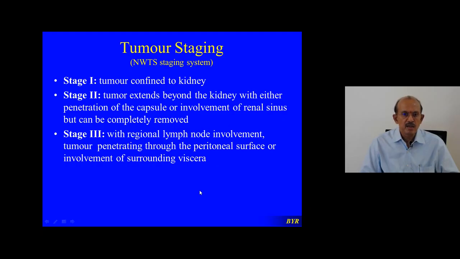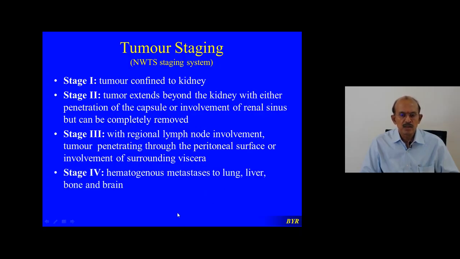Stage 3, with regional node involvement, tumor penetrating to the peritoneal surface or involvement of the surrounding viscera. Stage 4, hematogenous metastasis to lung, liver, bone, and brain. Stage 5, bilateral renal involvement at the time of diagnosis.